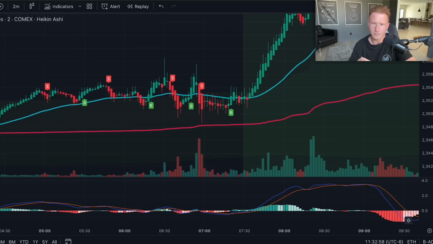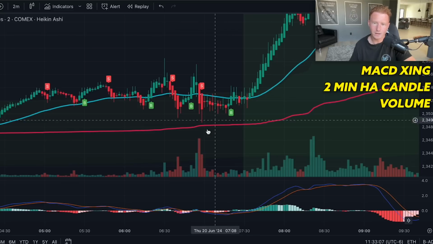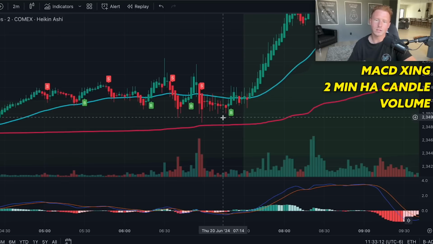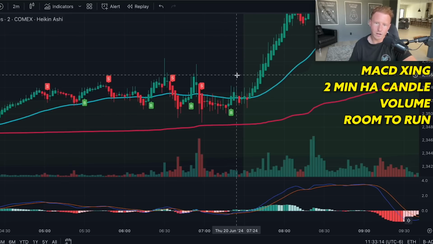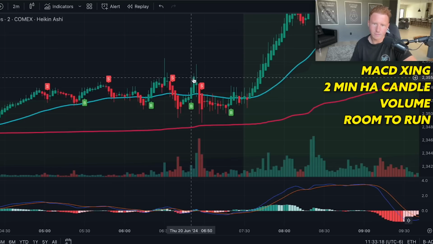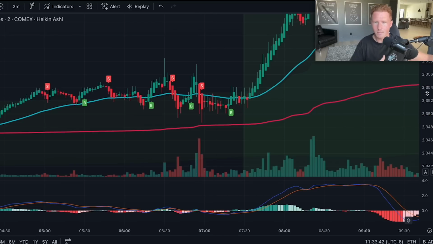These are just confirmations. I'm looking for the MACD to cross. I'm looking for a 2-minute Heikin-Ashi candle. I'm looking for some kind of volume that really kicked in on the lows, because that's where I can put my stop loss. And I also want to make sure that we have some room to run on the trade. I don't want to enter right at resistance because we have a high chance of dumping back down in case the market decides to be more choppy, kind of like it did today. So anyways, those are the things I'm actually looking for.